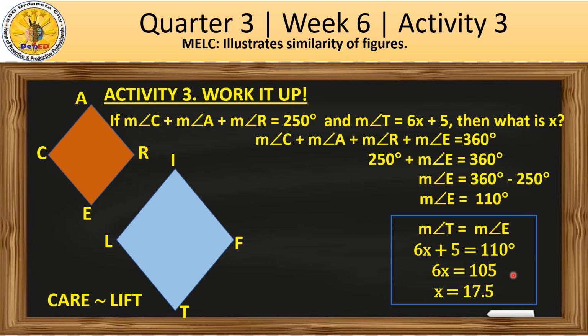So if we will solve for the value of x, subtracting 5 from 110 degrees, we will get 6x is equal to 105. Dividing both sides of the equation by 6, we will get the value of x, which is 17.5, and that is our answer.